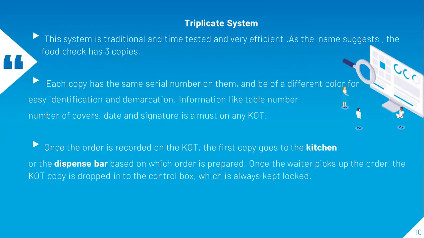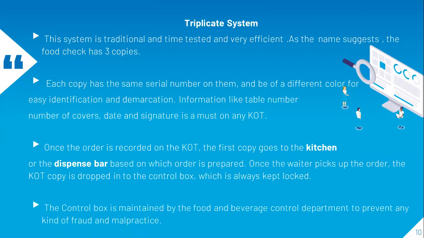Once the order is recorded on the KOT, the first copy goes to the kitchen or the dispense bar. When you're sending a copy to the dispense bar, it will be called a BOT, that is beverage order ticket. Once the waiter picks up the order, the KOT copy is dropped into a control box, which is always kept locked. The control box is maintained by the Food and Beverage Control Department to prevent any kind of fraud or malpractices.